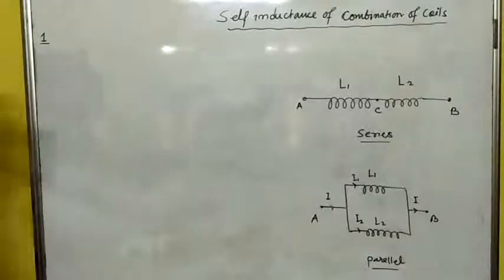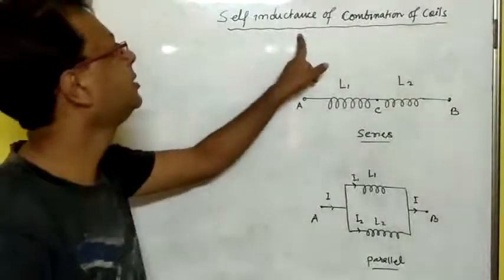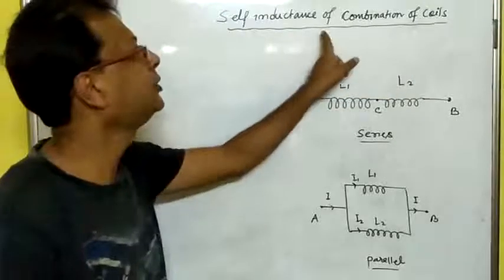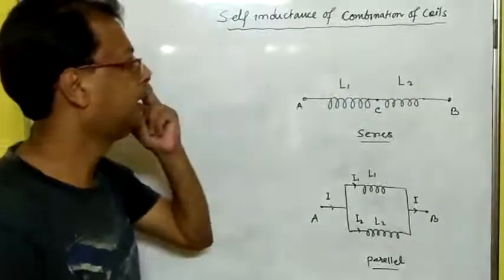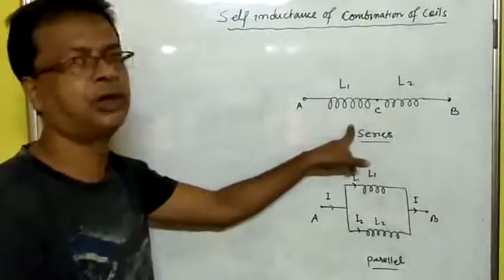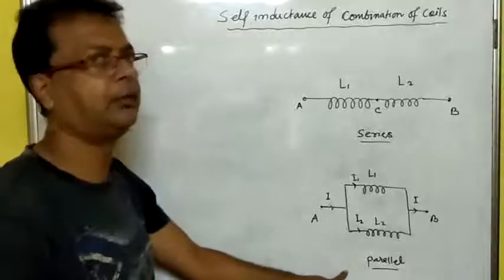Now let us see how to find out self-inductance of combination of coils. Self-inductance of combination of coils. Now there are two combinations possible. One combination is a series combination, another combination is a parallel combination.